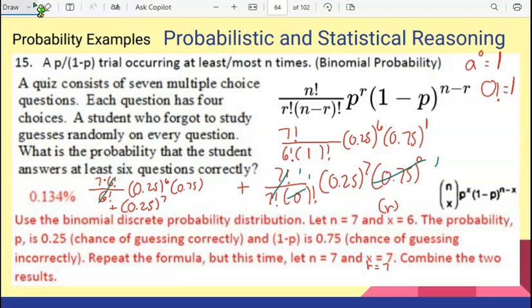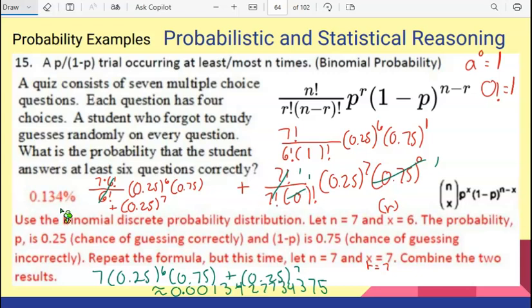Let's go ahead and rewrite it again. 7 times 0.25 to the 6th power times 0.75 plus 0.25 to the 7th power. You'll get about 0.0013427734375, which is about 0.134%.